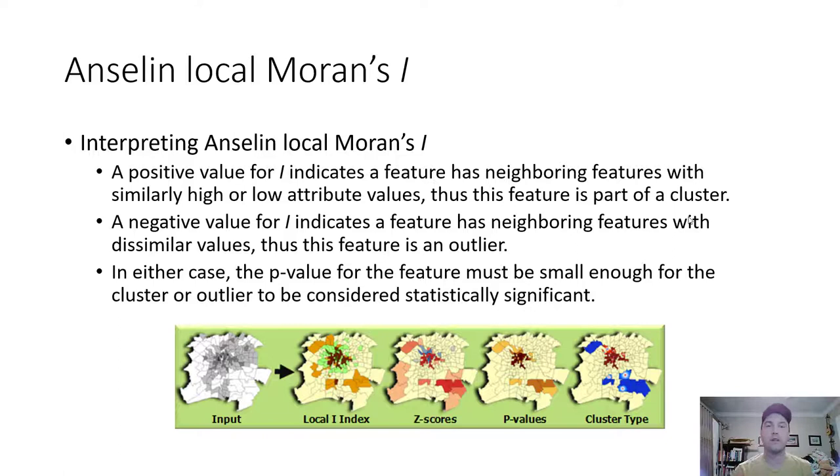A negative value for I indicates a feature has neighboring features with dissimilar values. Thus, it is an outlier. Okay, so that's all it comes down to. Positive values means it's part of a cluster. Negative values means it is an outlier.